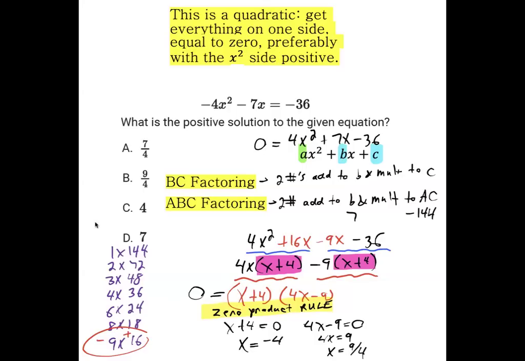And the answer of those two that's being offered to us is B. And that is the positive solution because negative 4 would have been our negative solution. So the answer here is B.